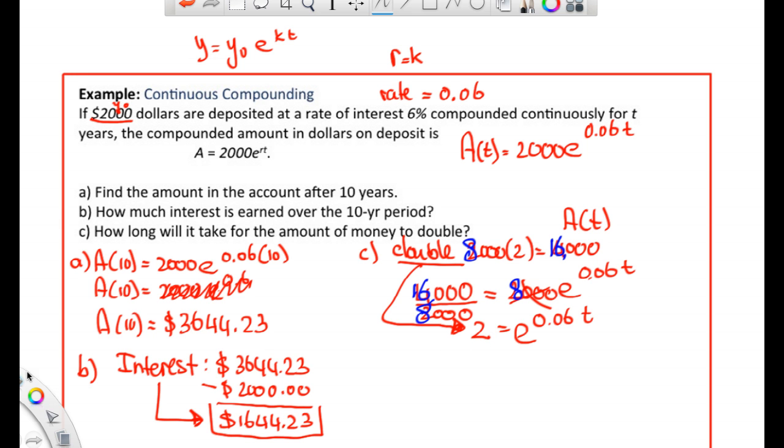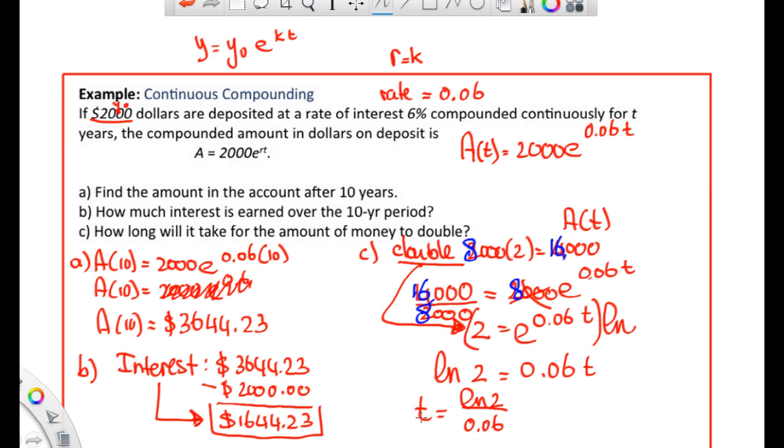Alright, so how do we solve this? Well, in this case, we want to get to the exponent, and it's a natural base, so we're going to take the natural log. So the natural log of 2, and on this side we'll get 0.06t. So that means the amount of time it takes to double is whatever the natural log of 2 is divided by 0.06.